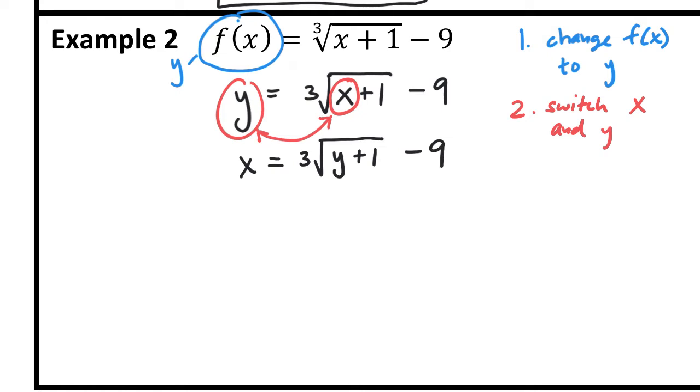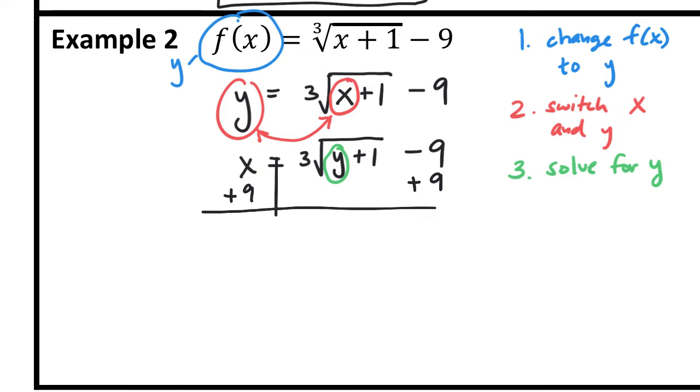Okay. Step 3, solve for Y. Solve for Y. Get Y by itself. So you have a cube root, you have a plus 1, you have a minus 9. So I like to go from whatever's farthest away from the Y. So let's work with the 9. The minus 9 is the farthest one. So I'm going to do the opposite, right? On both sides, I get x plus 9 equals the cube root of y plus 1.